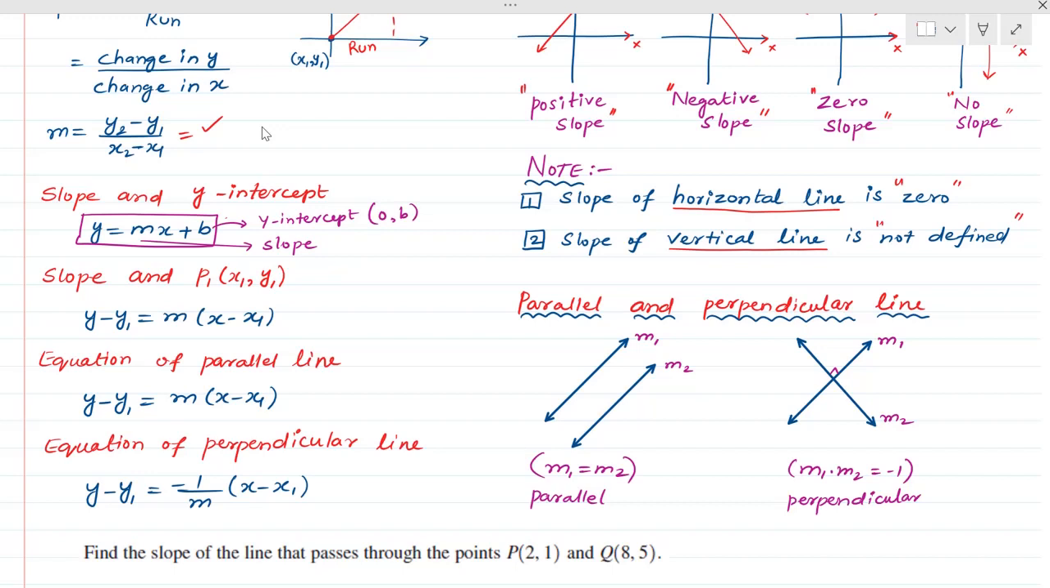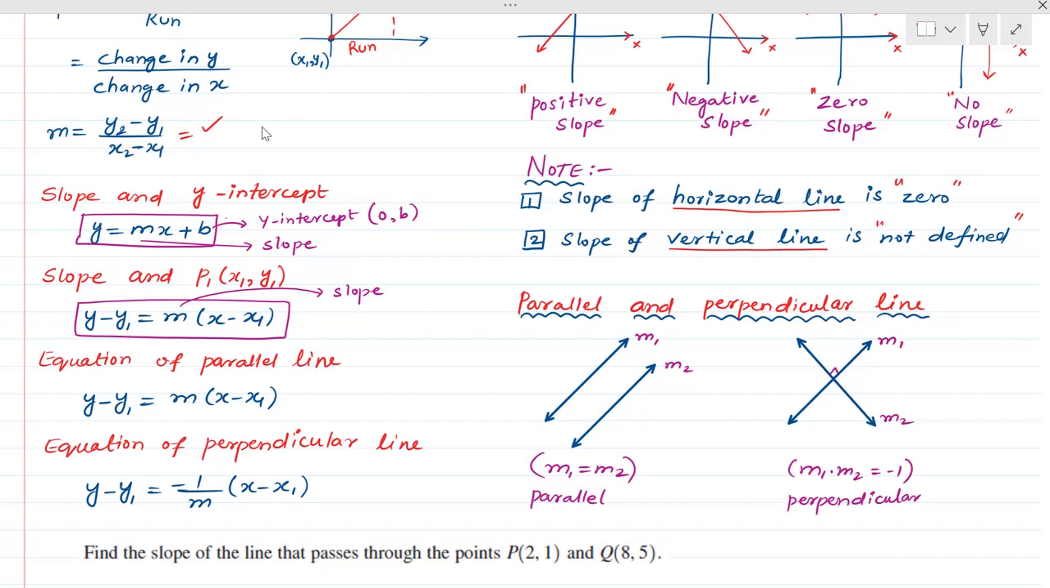Now the next one, when the slope and a point are given. How will you calculate the equation of a line? By using the formula y minus y1 equals m times x minus x1, where the m value is the slope, and x1 and y1 is the given point.